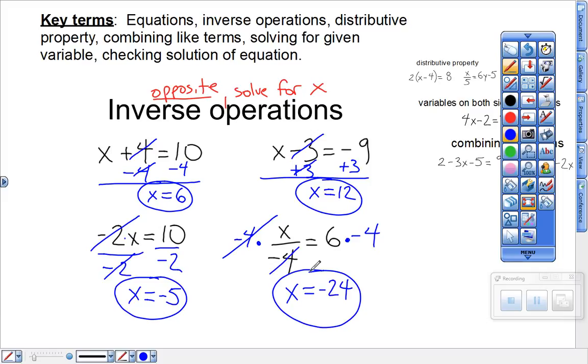I'm going to do a couple checks here in red. If I take that solution and plug it in, I should be able to make it work. If it doesn't, that shows me that my solution is wrong or some of my inverse operations is wrong. Make sure you know all your negative rules at this point.